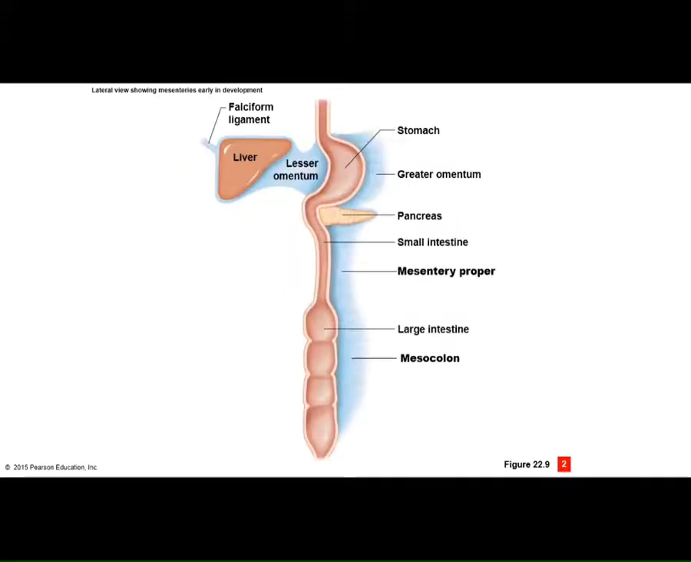Looking at it from a different view, there's the falciform ligament, liver to the intestinal wall, coming down to the stomach. The greater omentum goes around the front of the stomach as well as around the front of the intestines. The lesser omentum is back behind the stomach between that and the liver.